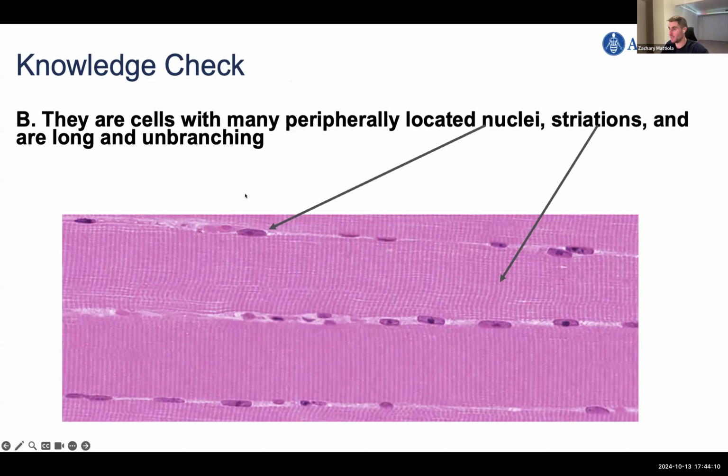But you guys did really well. Answer C also says there are striations and they're long and unbranching, and that's very true and very important to keep in mind. But yeah, so we have multiple peripherally located nuclei. We have these striations from those myofibrils, and they are basically just long unbranching tubes.